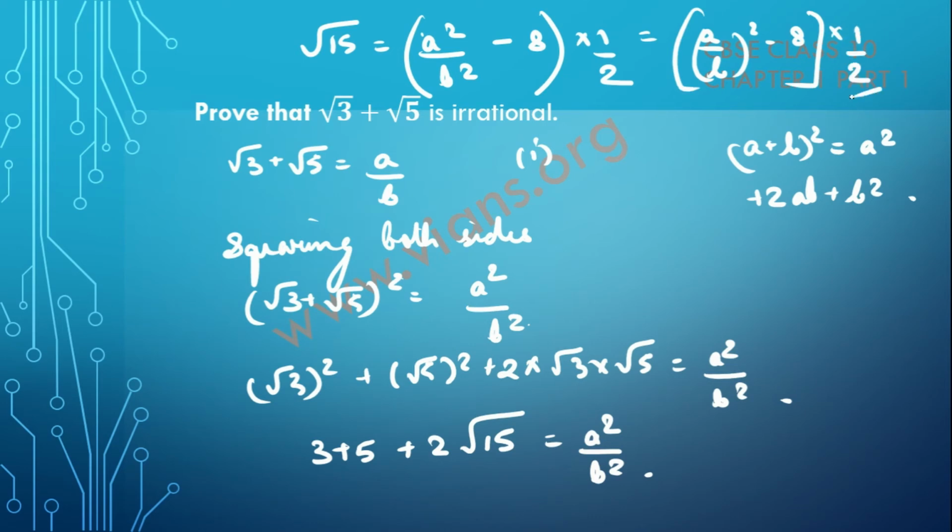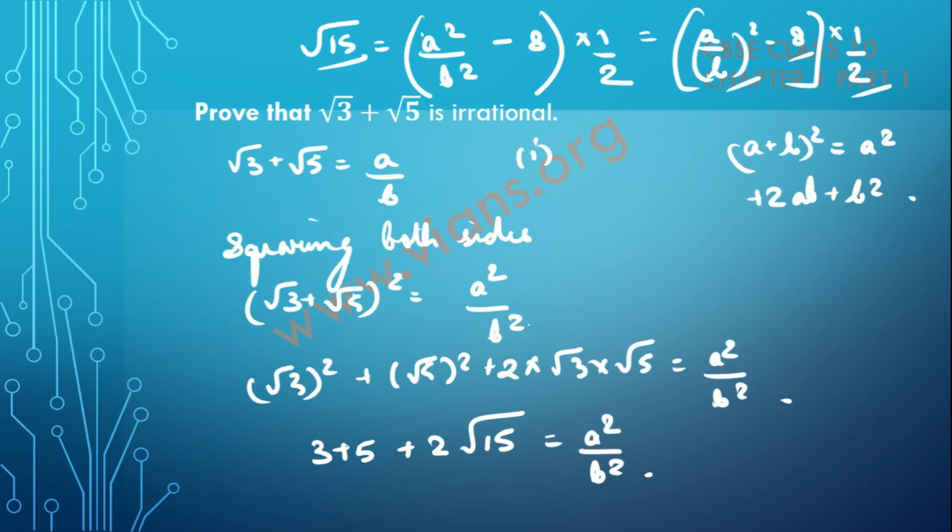So since this is a rational number, this is a rational number, this is a rational number, root 15 should also be a rational number. But we know that root 15 is an irrational number because it's just made of 5 and 3, and that's not a perfect square. So it has to be an irrational number, and therefore that contradiction is arising because our initial assumption that root 3 plus root 5 is rational is wrong.